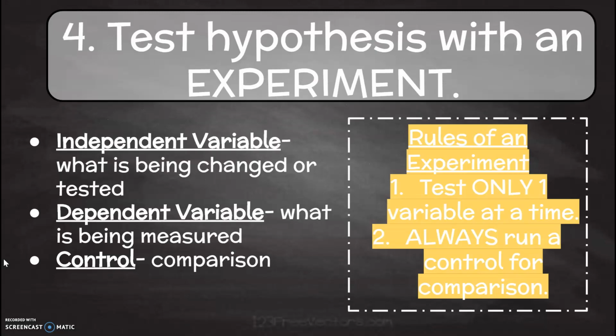The fourth step of the scientific method is to test your hypothesis with an experiment. Two important rules of an experiment are that, one, you test only one variable at a time. This means that there's only one change in your experiment. Two, you always want to run a control for comparison. You want to have something to compare your tested subject to.